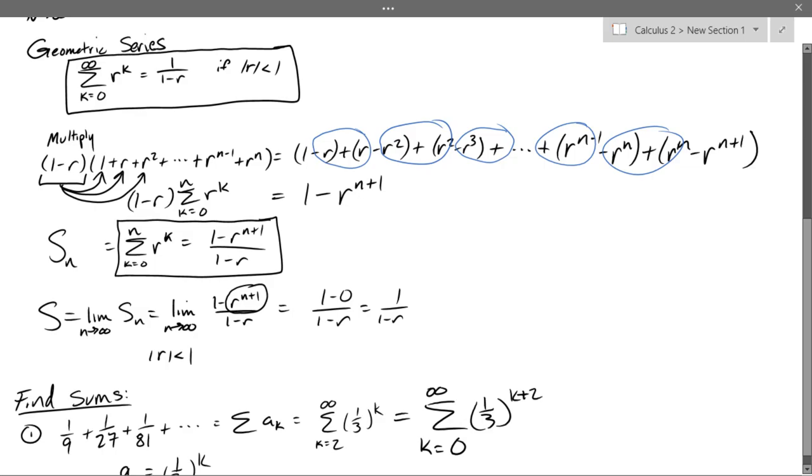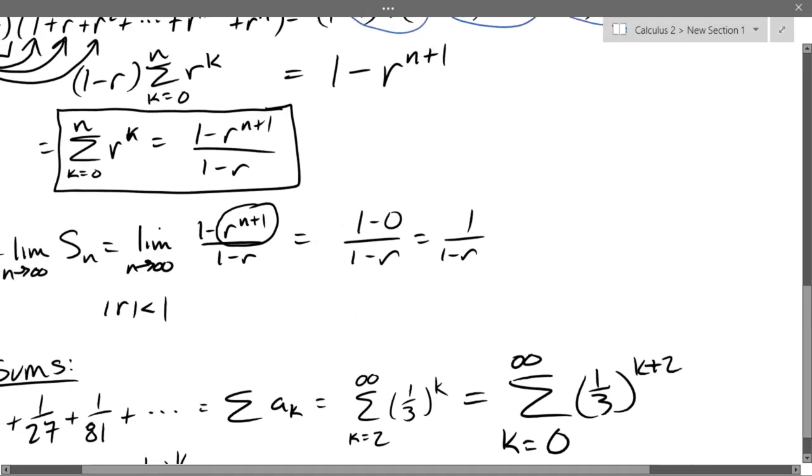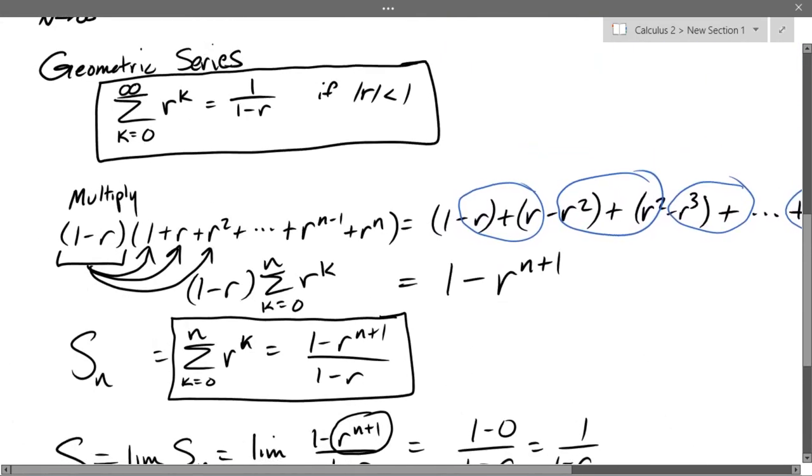Any questions on that? I shifted the index down 2, so I started at 0 and compensated by doing the plus 2. I dropped it by 2 and I had to compensate, or increase it by 2, right here. Unfortunately, this is not quite ready for geometric series form.